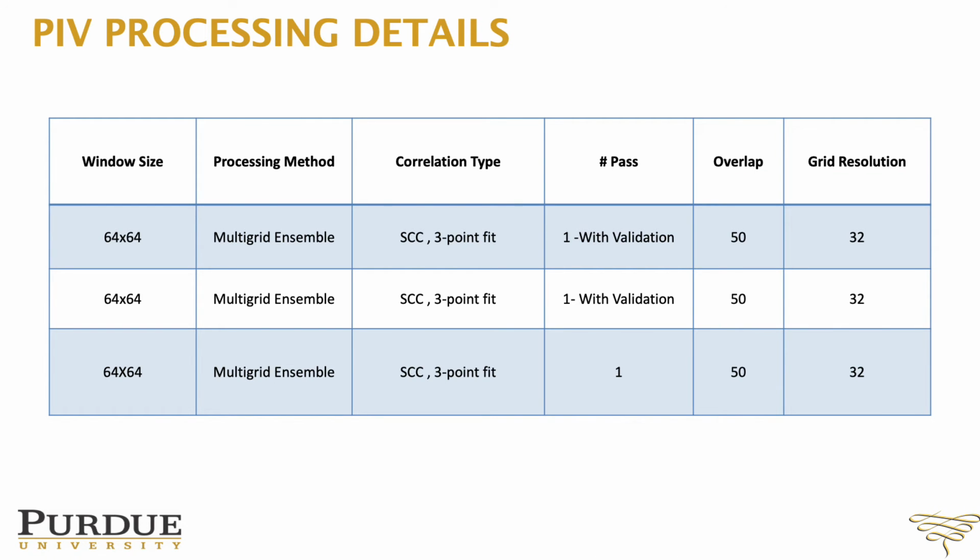So once we generated our synthetic data sets, we performed the PIV processing to report error in a measurement and be able to compare that to the estimated uncertainties. We were using a multi-grid image ensemble approach with standard cross-correlation and 3-point Gaussian fit for the peak location. We are using 2 passes with validation and the final pass without a validation. And the window size is 64 by 64, and we have a 50% window overlap.